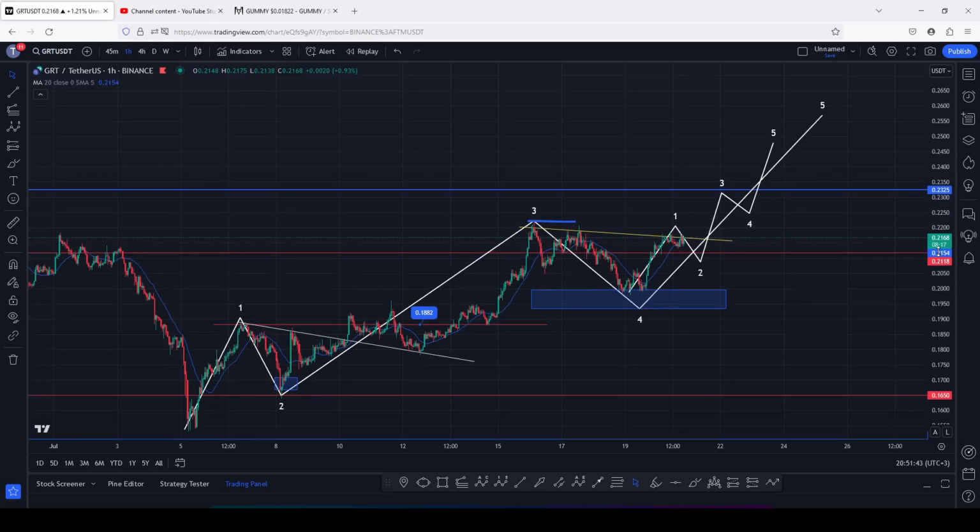So that is the price action that I'm expecting here on the GRT chart for the next coming hours. And in case of any sudden pullbacks, we need to watch for support at the 0.2118.